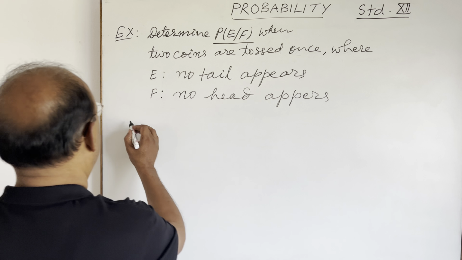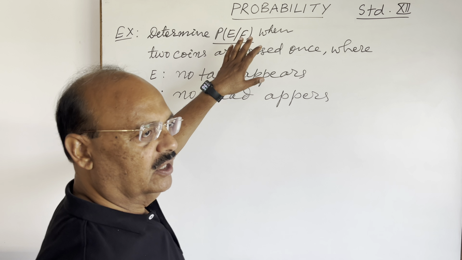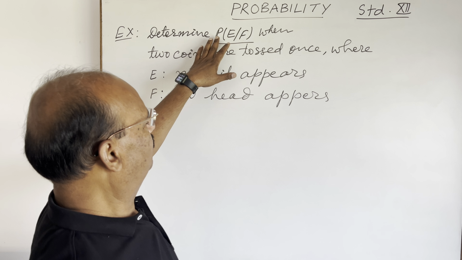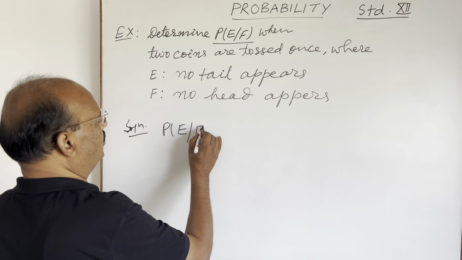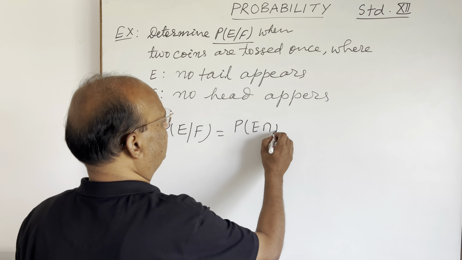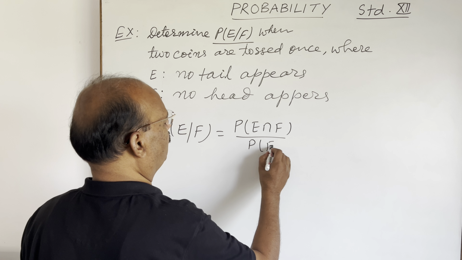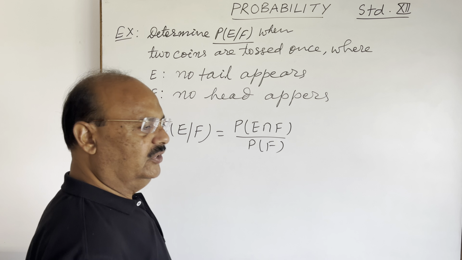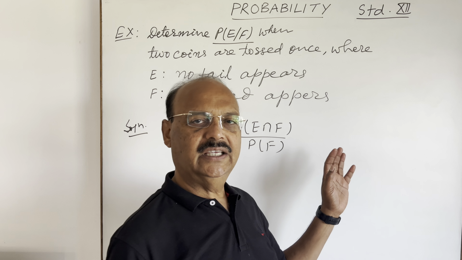In the previous videos also, we have discussed this formula several times for evaluating the probability of E conditional to F. So probability of E conditional to F is equal to probability of E intersection F divided by probability of F. So first of all, we need to know about the sample space and events E and F.